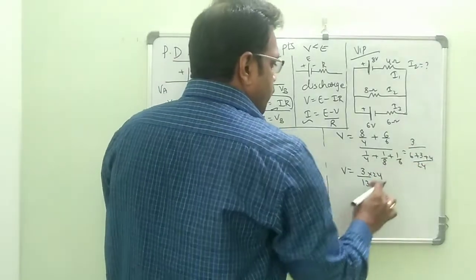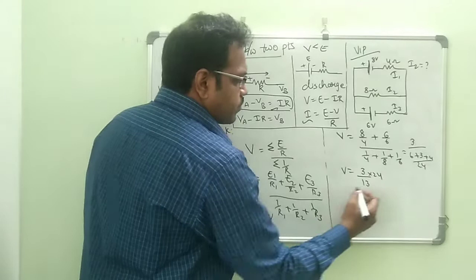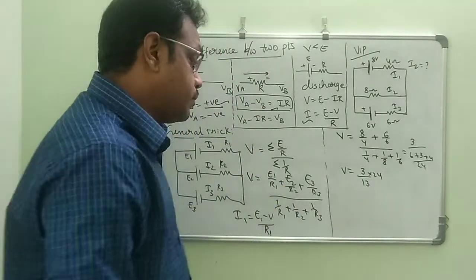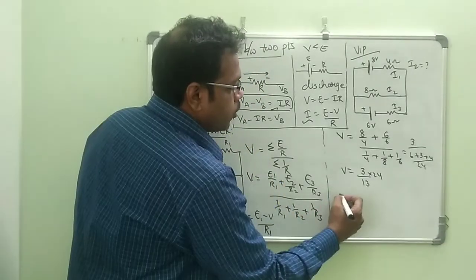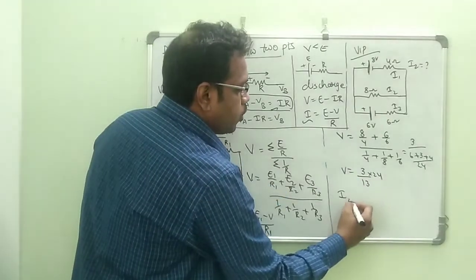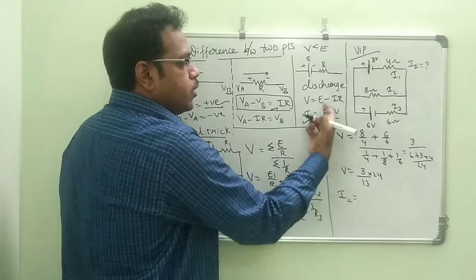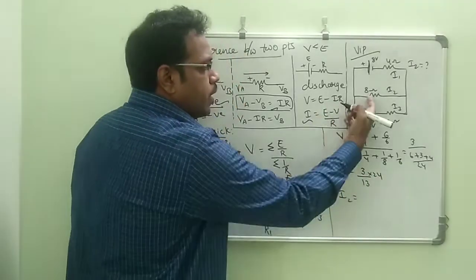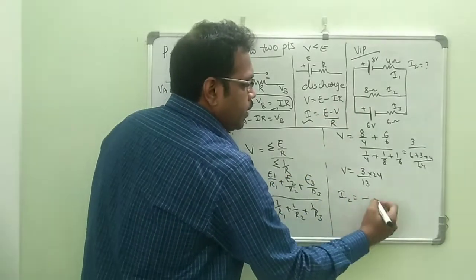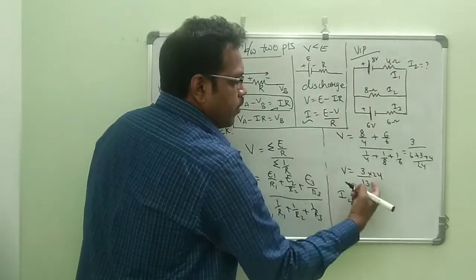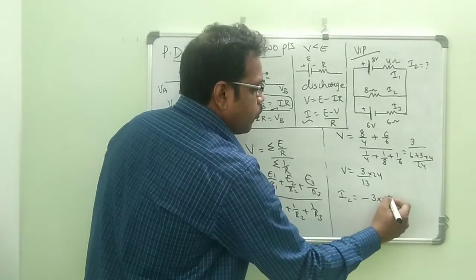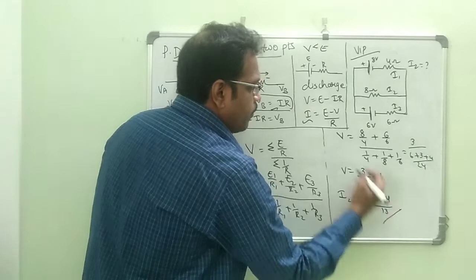Okay, 24 by 13. And we got like this. Now I2 is equal to E2, because we need to use this formula. E2 is not there here, so minus V. We have to substitute here: 3 into 24 by 13, by R1.